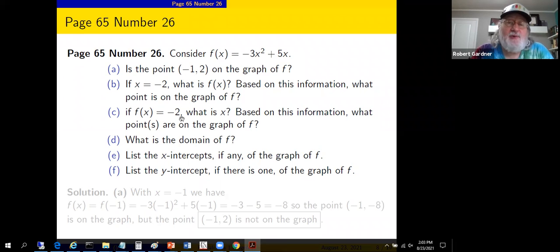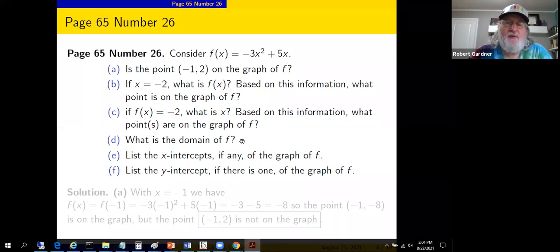If f of x equals -2, what is x? Here they gave us x and ask us what is y, basically. And here they've given us y and asked us what is x. And based on that information, what's it tell you about points on the graph?